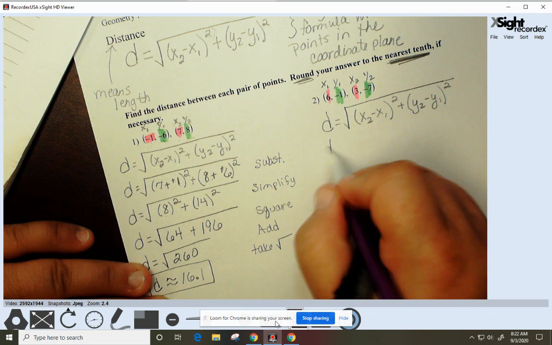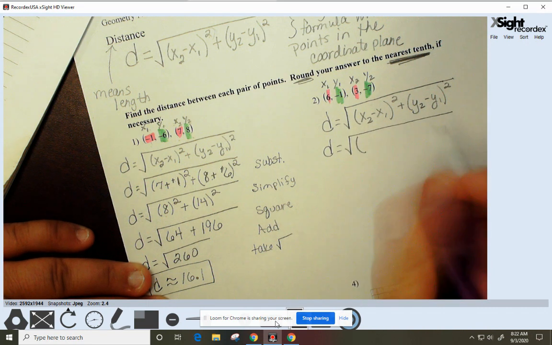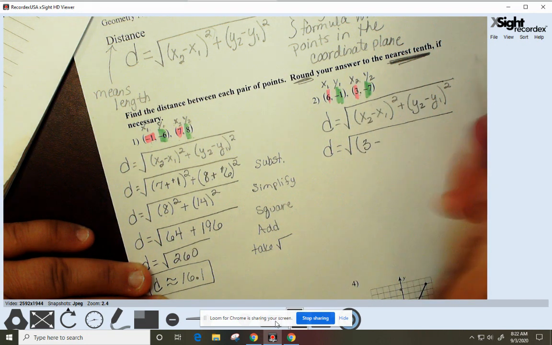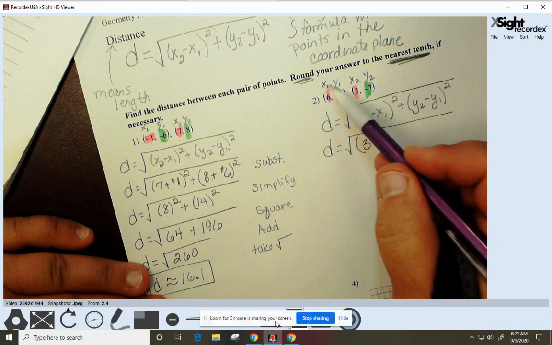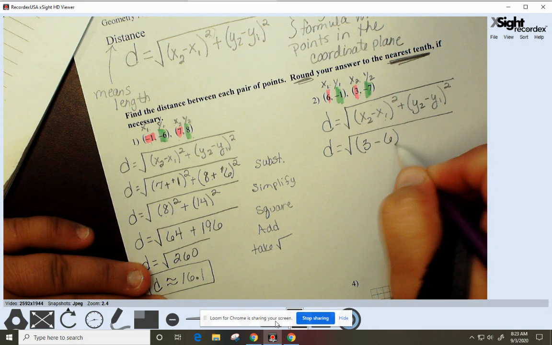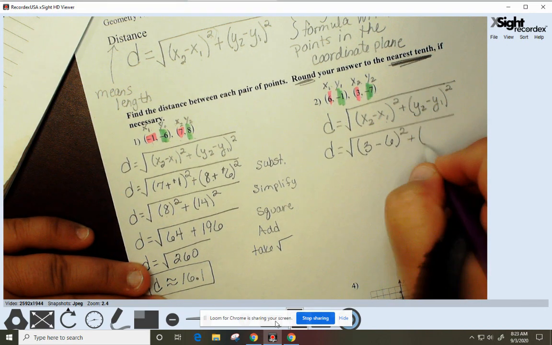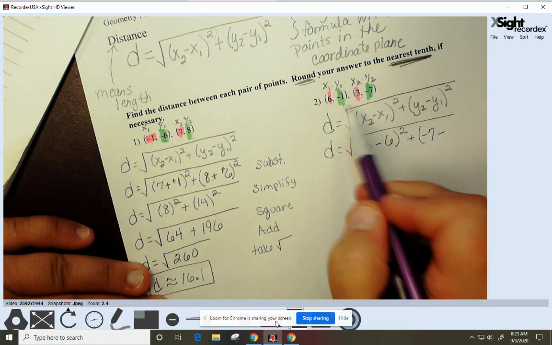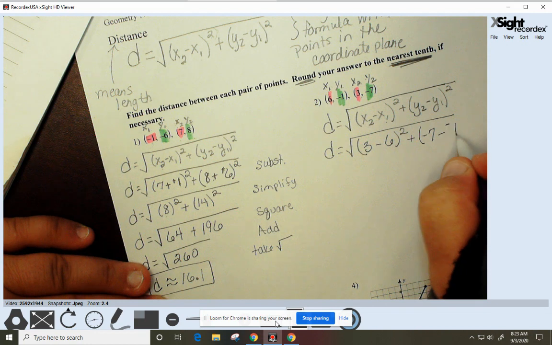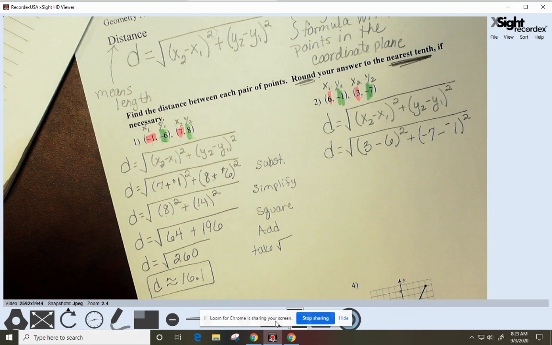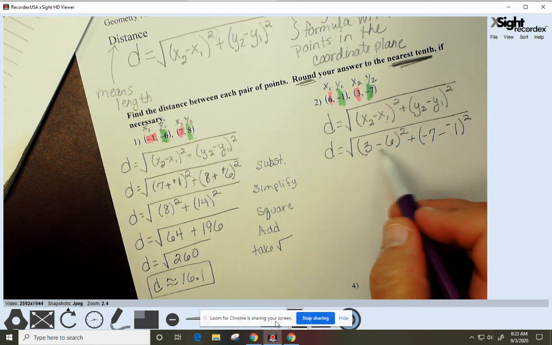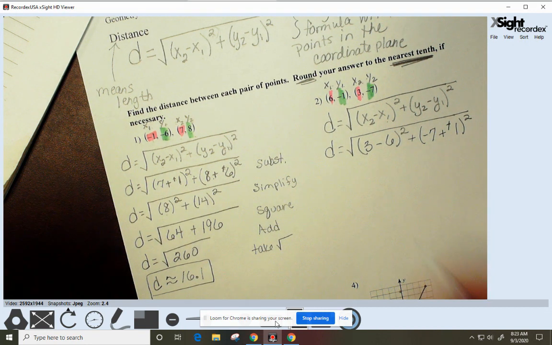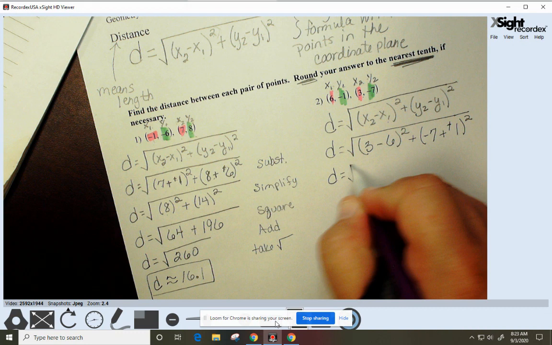I'm going to substitute in. So my x sub 2 is right here, and I have that labeled as 3, minus an x sub 1. X sub 1 I have labeled as a 6, squared, plus your y's. Y sub 2 is labeled as a negative 7, minus a y1, which is that negative 1. And then when I get done with that, I will square. Okay, so when I look here, I'm subtracting off that negative again. So that's going to make it into a positive. So my distance is going to be the square root.